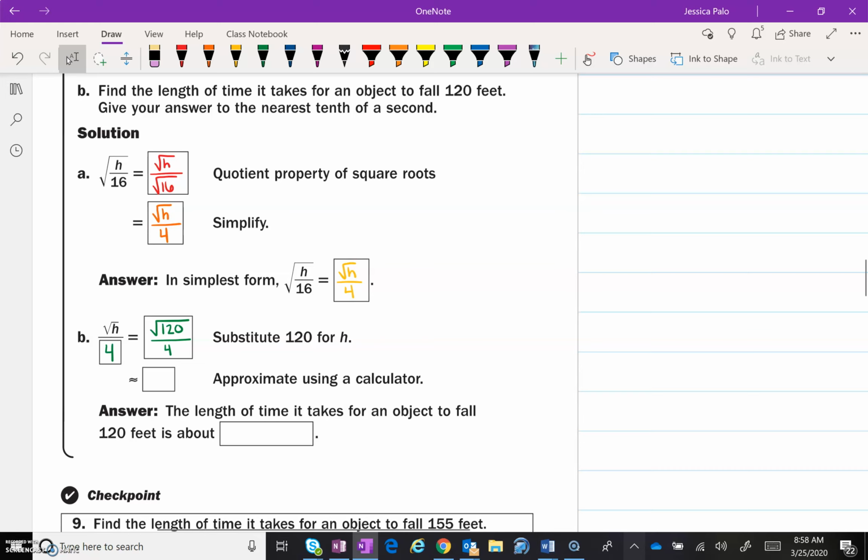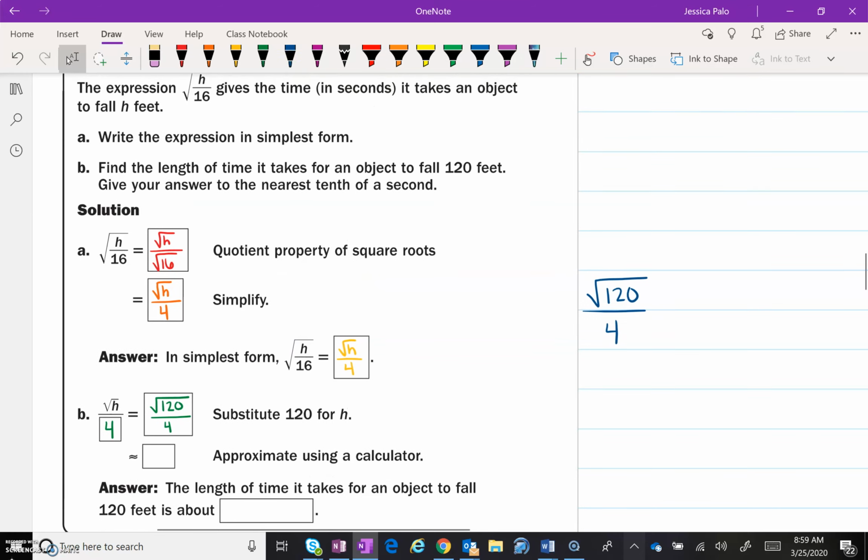This does ask you to approximate using a calculator because you would not give your answer in radical form if you were doing a real-life problem. That would be silly if you told someone an answer in radical form. And we'll see that after we simplify over here. I just want to practice simplifying. So radical 120 over 4.